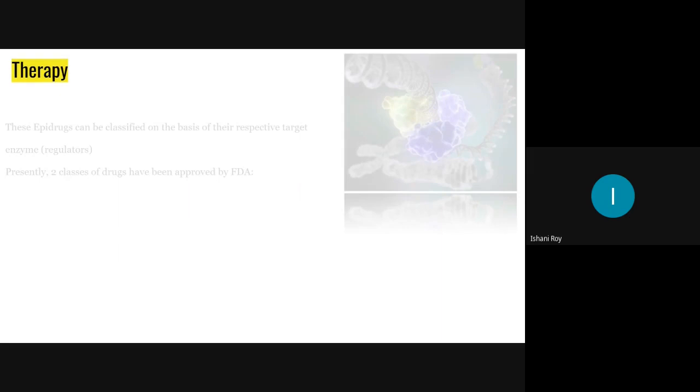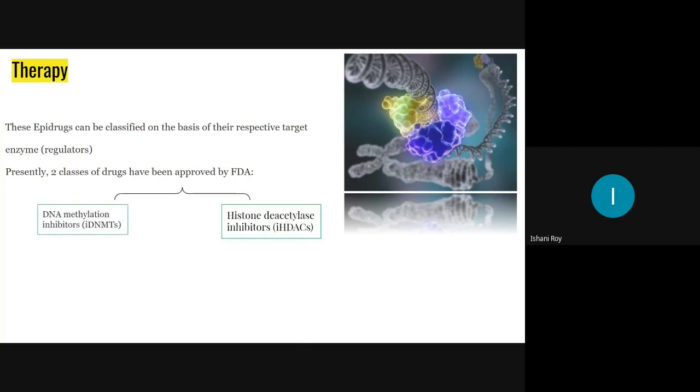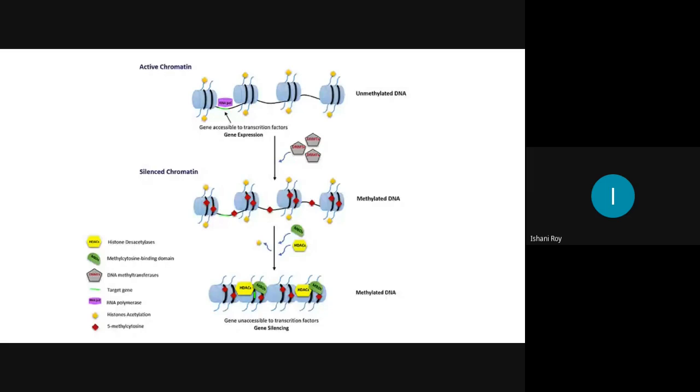Like we have learned, epigenetic dysregulation plays a causative role in diseases. So the answer must lie in modifying these regulators, right? So these drugs are based on their target enzymes or the regulators, like we have just studied. So based on the action on the target enzymes, they have been classified into two types, which are DNA methylation inhibitors and histone deacetylase inhibitors. To understand the action of these inhibitors and what these enzymes do, let's take a look at the next picture a little bit.